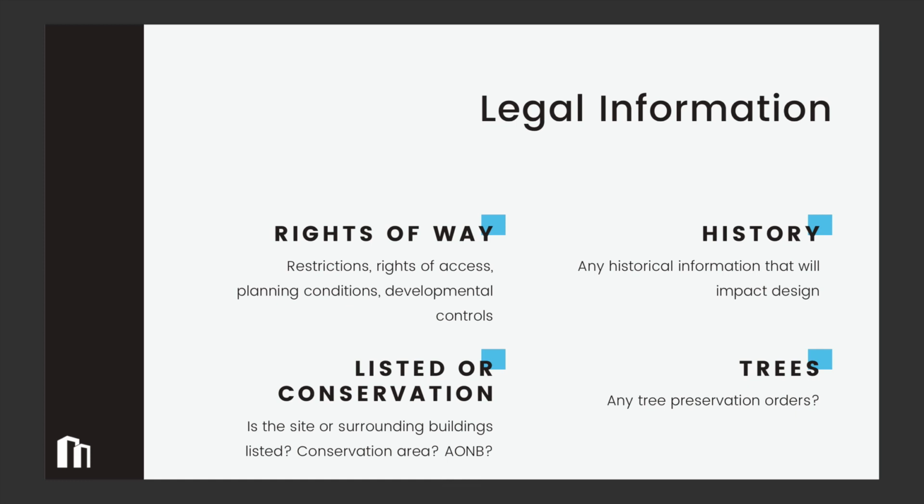What is the historical use of the site? Was it used for industrial purposes before, or could it be on contaminated land? Is the site in a conservation area? Is it in an area of outstanding natural beauty, a national park? Is there any historical significance locally in the area, or cultural significance that we should know about? And are there any developmental controls on the site? So perhaps planning conditions or controls that have been put in place in the past.